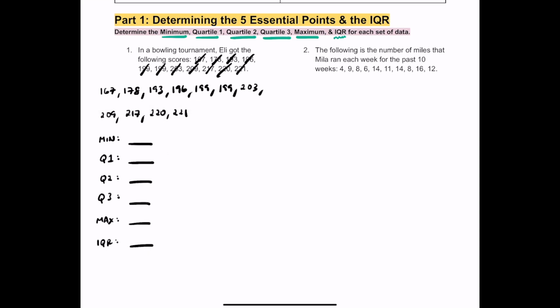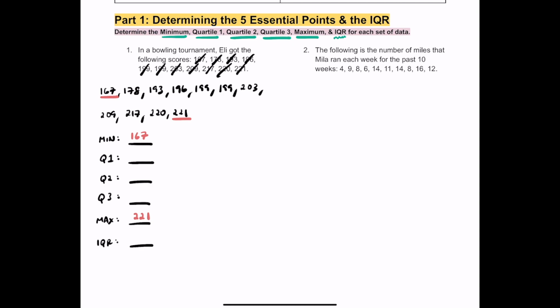Okay, so let's go with the minimum first. So right here we have 167, that's going to be the lowest score, and then 221, that's going to be the maximum score. Not too bad. Then we're going to have to do the median now, or Q2. There's 11 values, so if you find the middle, that means 5 of them should be on the left and 5 will be on the right, and then we have a median.